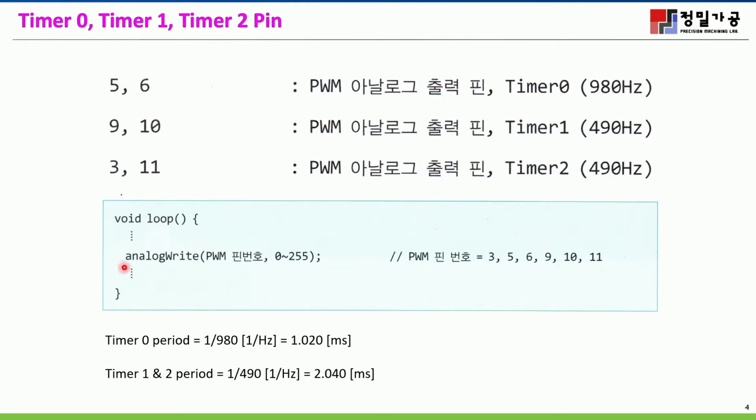We already talked about the function and how to write it. analogWrite takes a pin that can generate pulse width modulation and a number between 0 and 255, which we already discussed in the previous slide. For timer 0, the calculated period is about 1.020 milliseconds, and timer 1 and timer 2 have a double period.